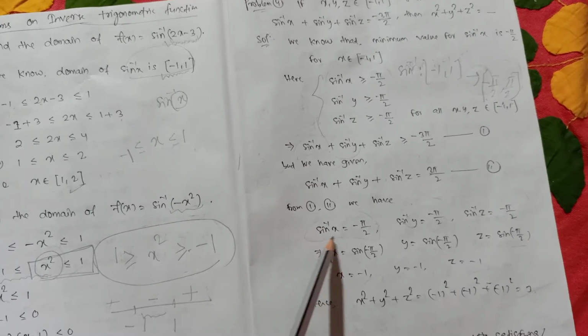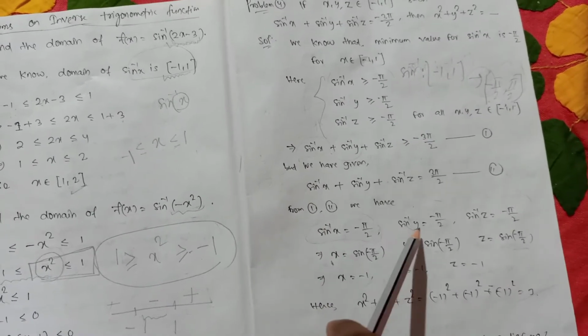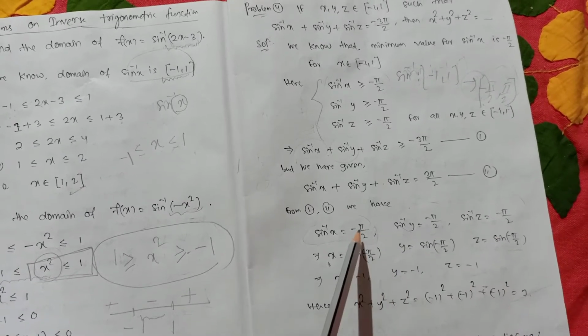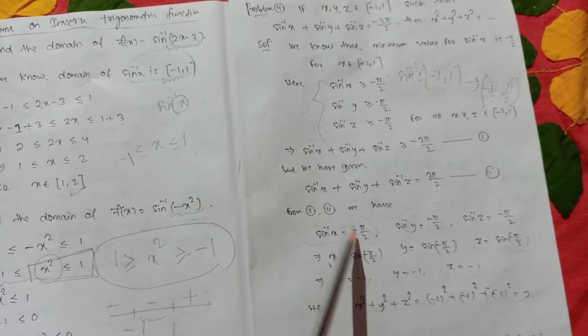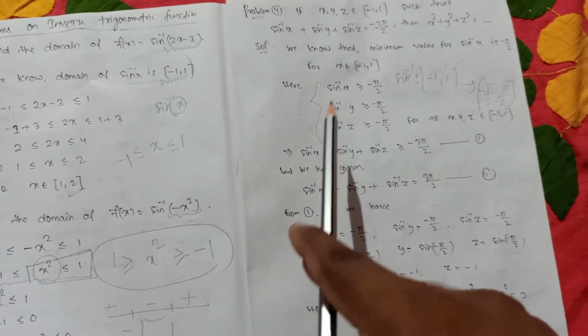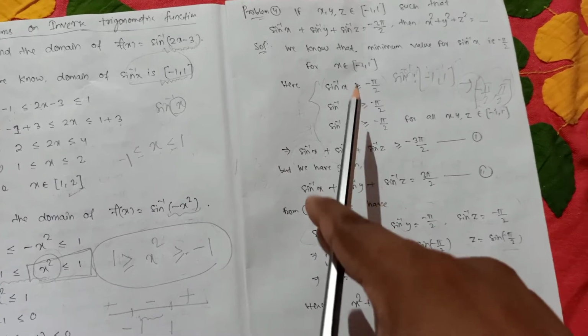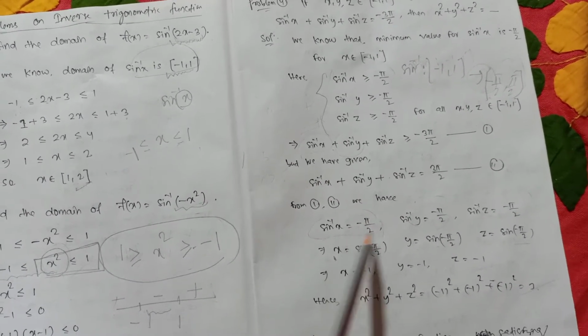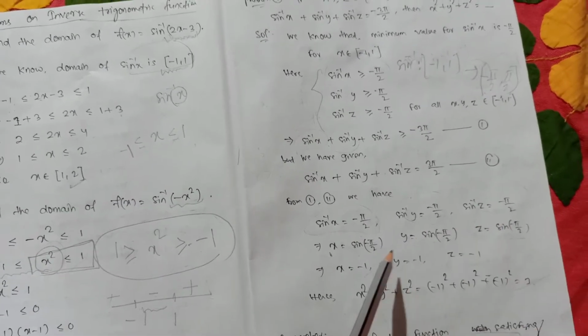We conclude that each of sin inverse x, sin inverse y and sin inverse z is equal to minus pi by 2. Otherwise, if one of them is greater than minus pi by 2, another has to be less than minus pi by 2, which is not possible because each one is greater than or equal to minus pi by 2. So each has to be strictly equal to minus pi by 2.